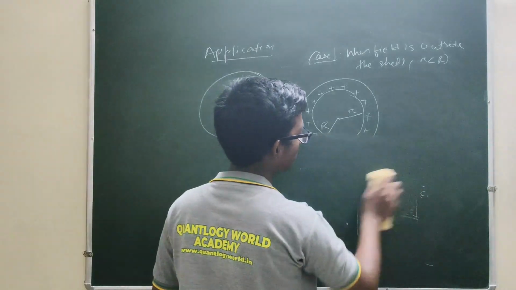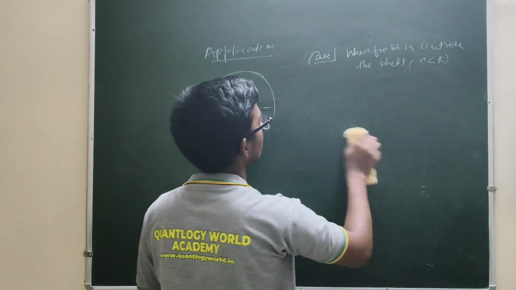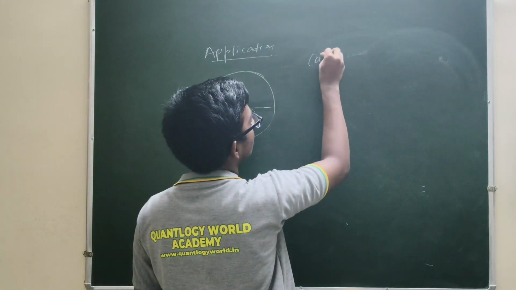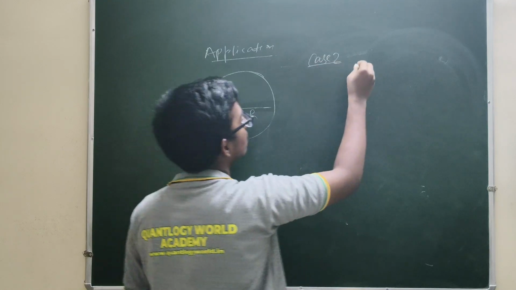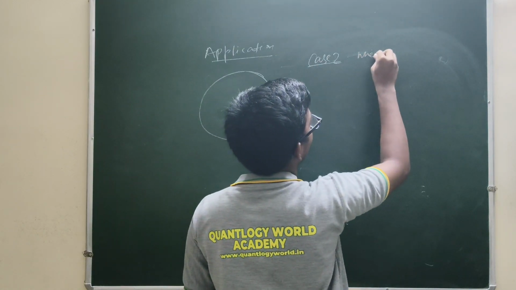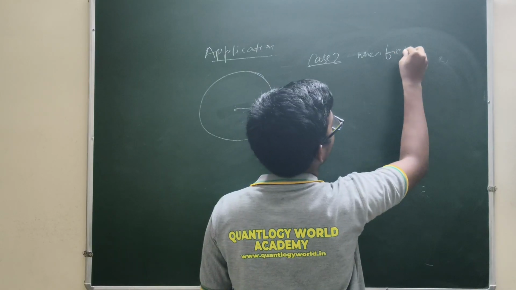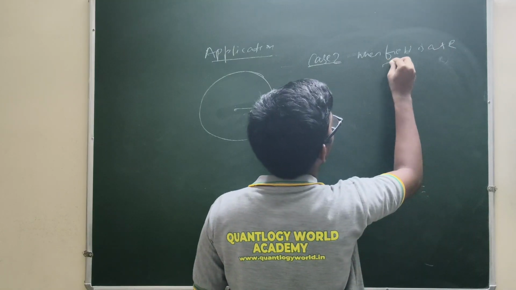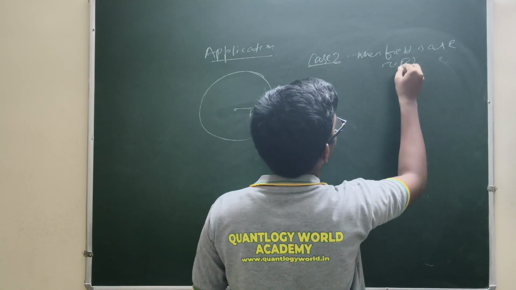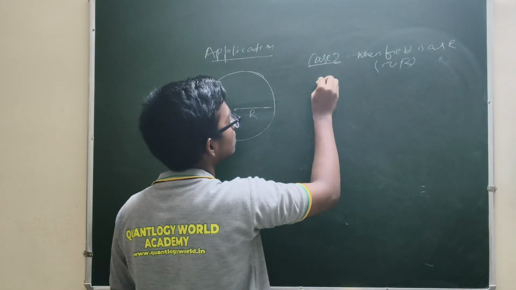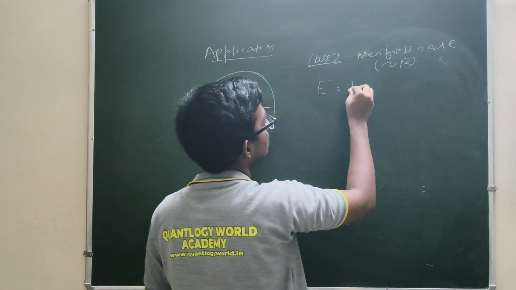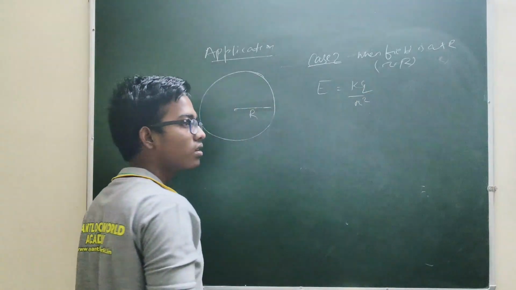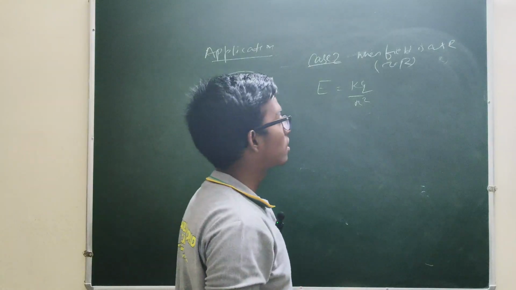Then case 2, when field is at the surface, that is r is equal to R. Electric field is same as case 1, that is E equal to KQ upon R square. It is same as case 1.